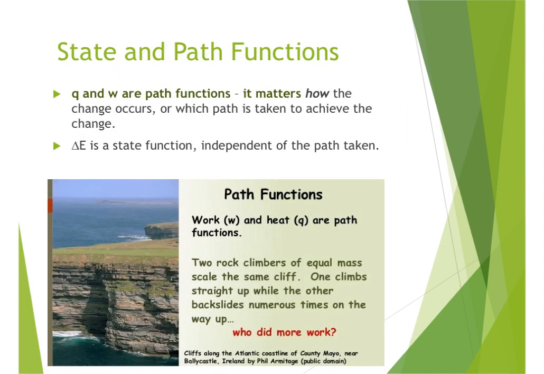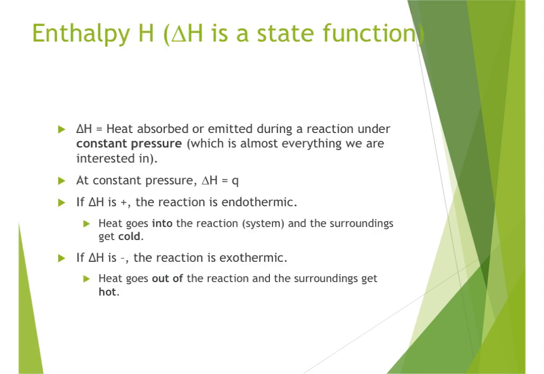Now, as I said before, the little letters Q and W, heat and work, are path functions, okay? So the heat energy of the system, or the work of the system, depends on the path taken. Now, the total energy change is a state function, which means you just need the initial and final values. And again, as a reminder, enthalpy, capital H, is a state function. So again, all you need is the initial and final values.